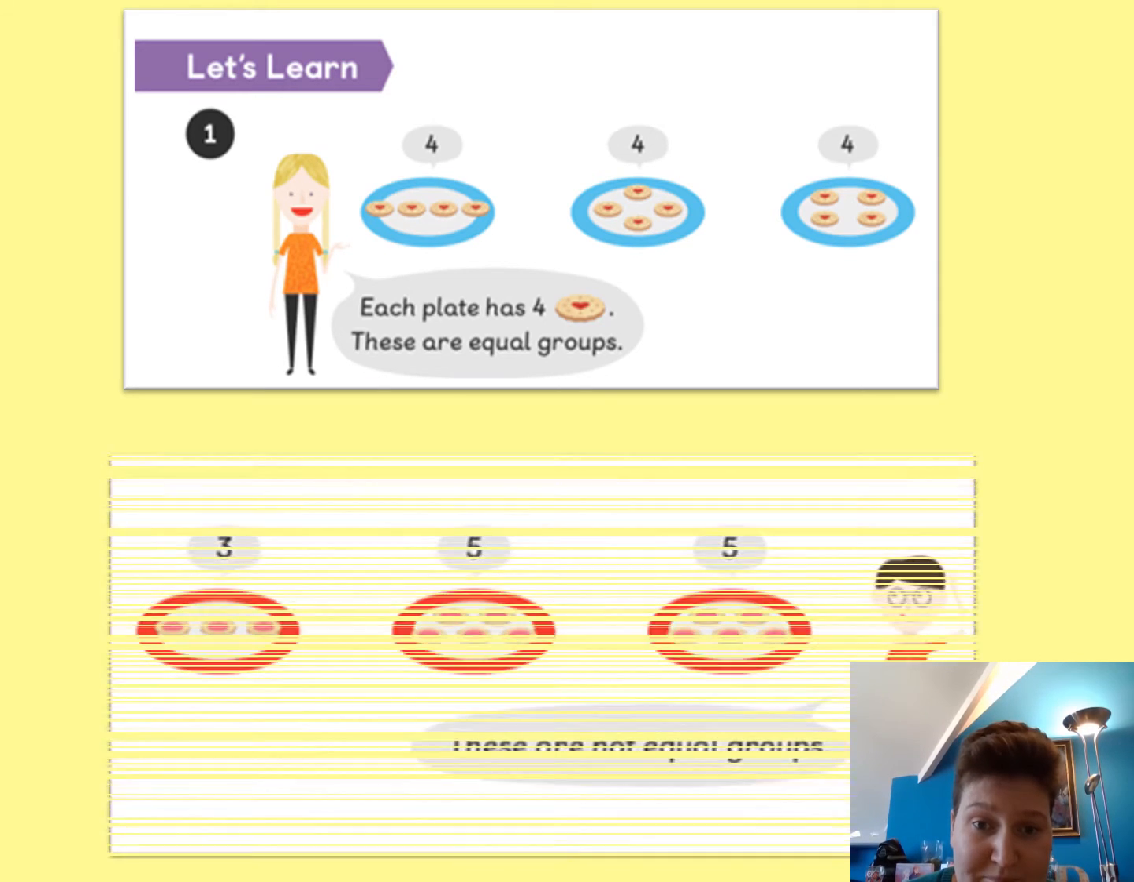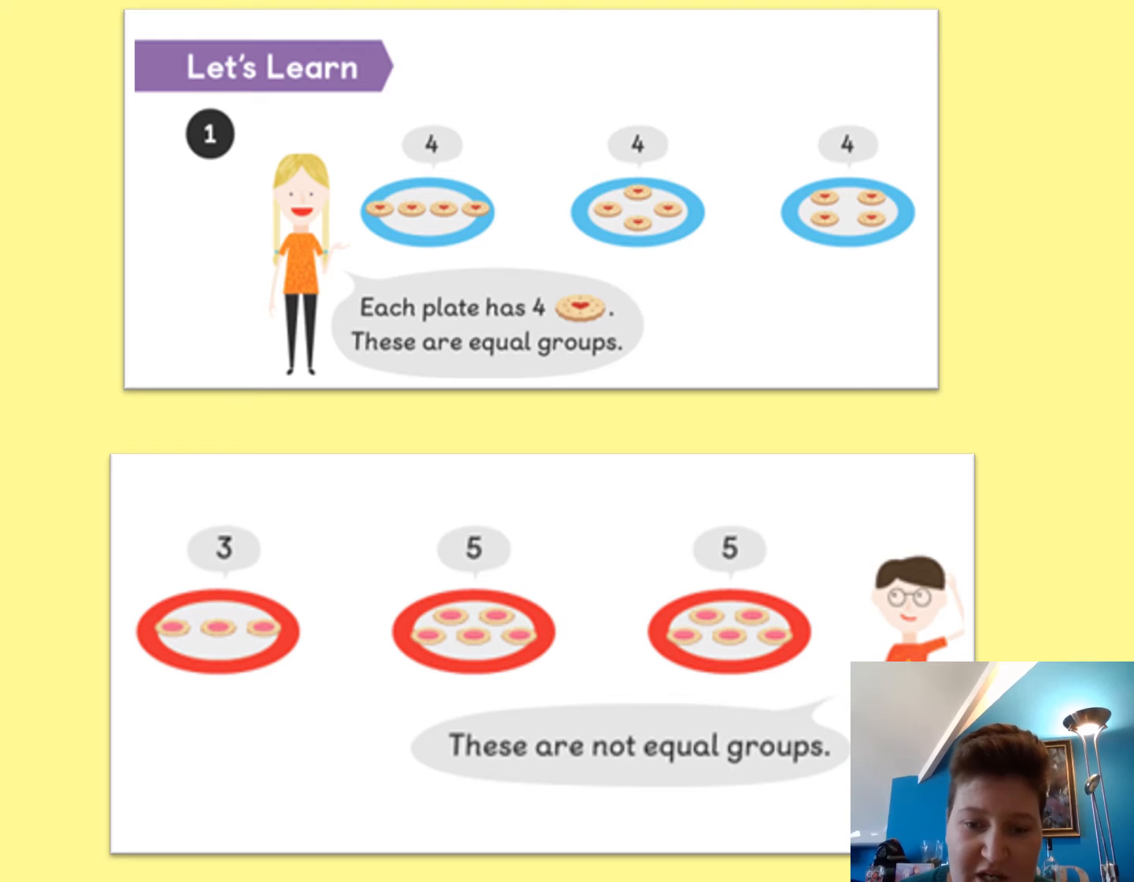They are equal. Oh, but this young man, he says these are not equal groups. And why? Why aren't these equal? Why aren't they the same? Well, they're not the same because this plate has 3, the next plate has 5, and the plate after that has 5. So it's not equal. They're not in equal groups.